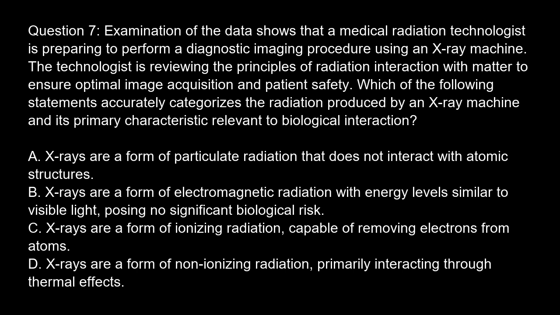Option A. X-rays are a form of particulate radiation that does not interact with atomic structures. Option B. X-rays are a form of electromagnetic radiation with energy levels similar to visible light, posing no significant biological risk. Option C. X-rays are a form of ionizing radiation, capable of removing electrons from atoms. Option D. X-rays are a form of non-ionizing radiation, primarily interacting through thermal effects.